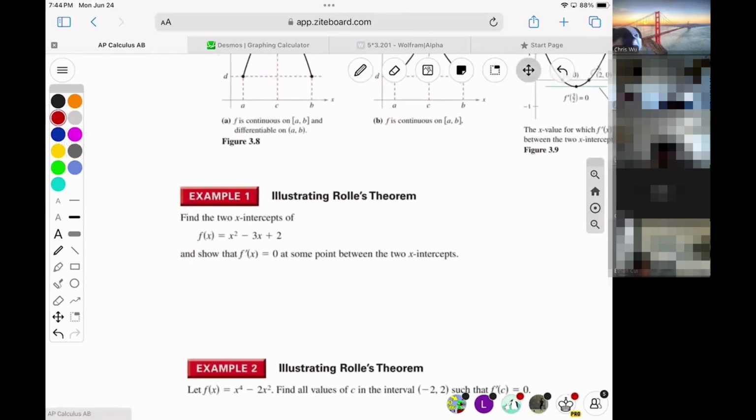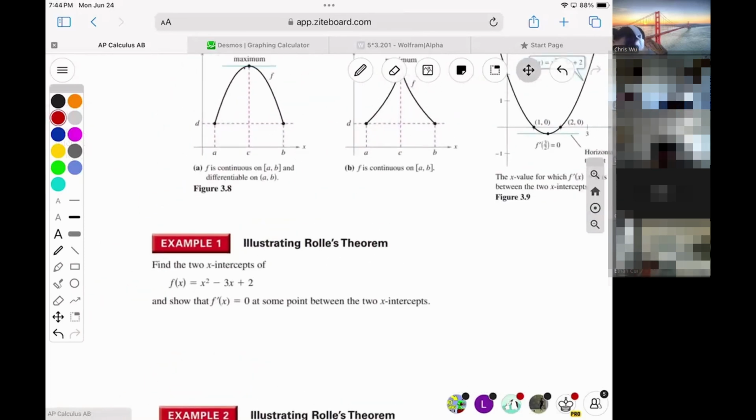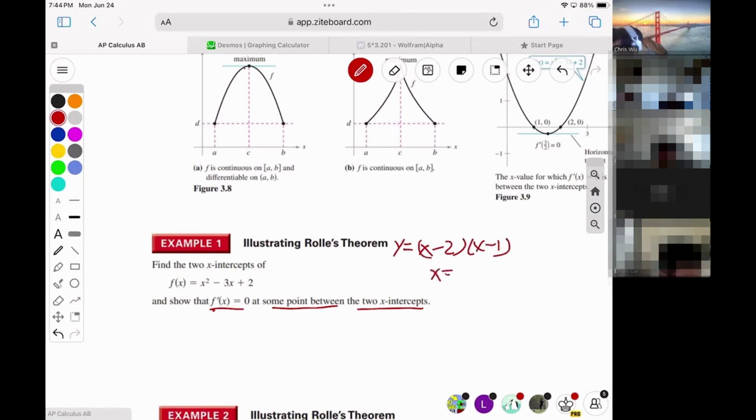Now, how do we use Rolle's theorem? Well, we can exemplify it. Let's say that if Rolle's theorem is true, then I must have some point between the two x-intercepts that has slope 0, because the two x-intercepts will be on the same level, right? So what are the two x-intercepts? If I factor it, I get (x minus 2)(x minus 1), so x equals 1 and x equals 2 are my intercepts. Therefore, the theorem says I'm guaranteed to have a point c somewhere between 1 and 2 that gives me a slope of 0.